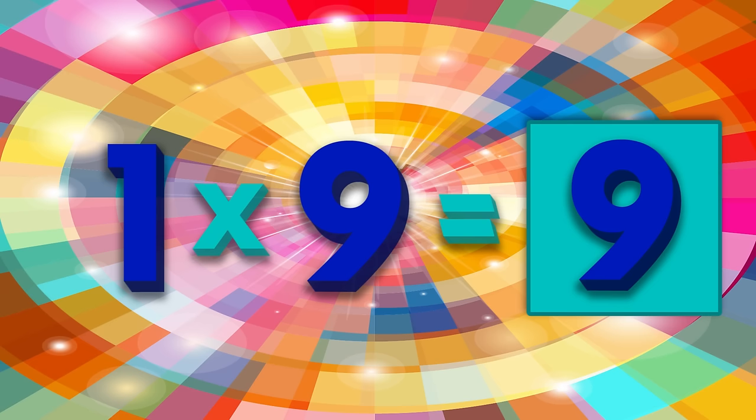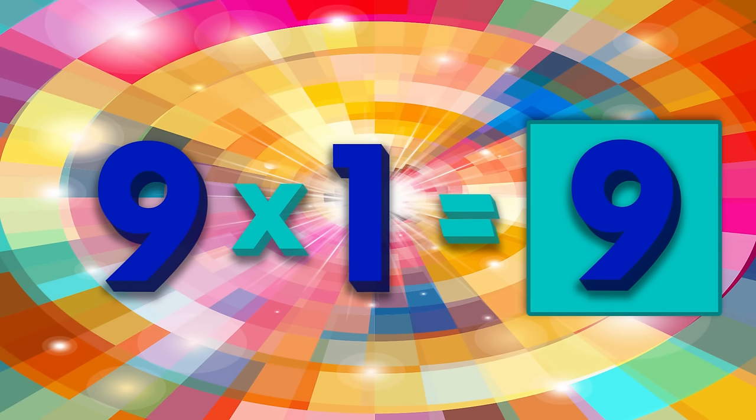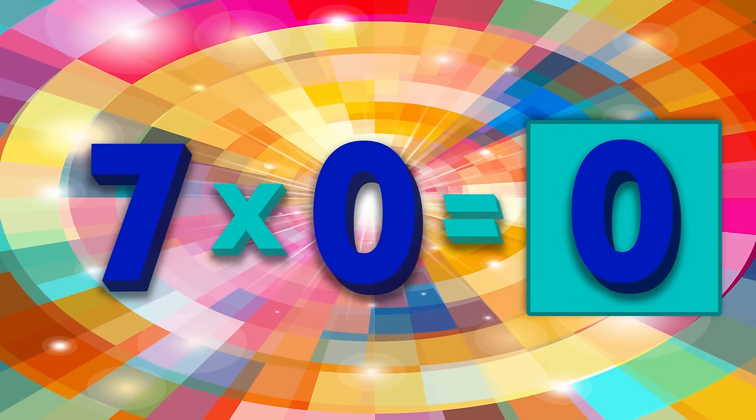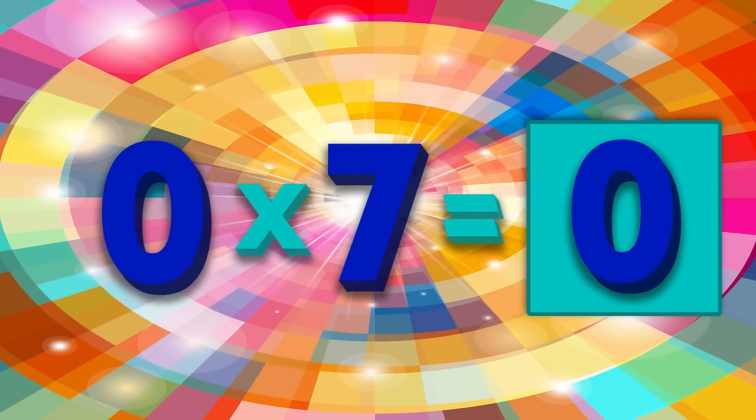1 times 9 is 9. Switch. 9 times 1 is 9. 7 times 0 is 0. Switch. 0 times 7 is 0. Do the switch, when you multiply, and you'll get the same answer every time. You just go like this, and you can do the switch.